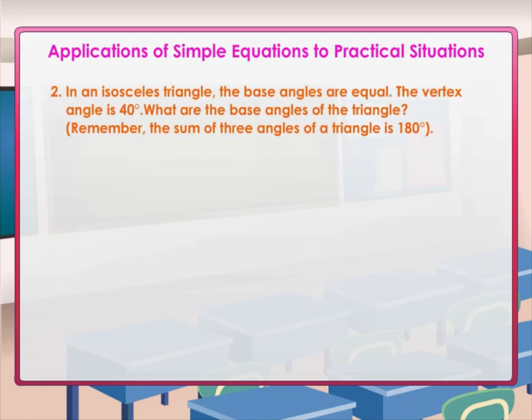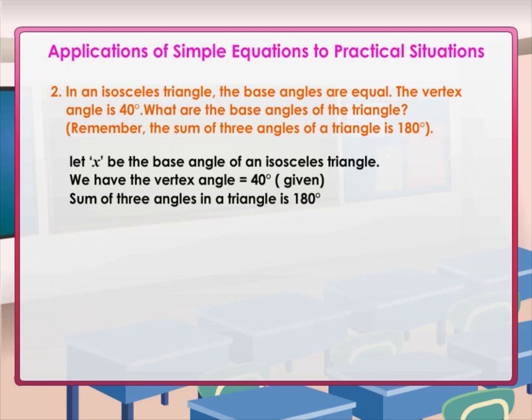Now consider another statement. In an isosceles triangle, the base angles are equal. The vertex angle is 40 degrees. What are the base angles of the triangle? Remember, the sum of three angles of a triangle is 180 degrees. Let x be the base angle of an isosceles triangle. We have the vertex angle equal to 40 degrees. Sum of three angles in a triangle is 180 degrees.